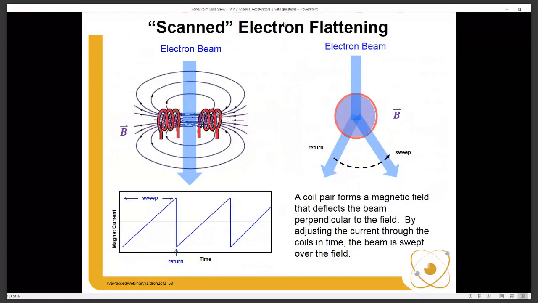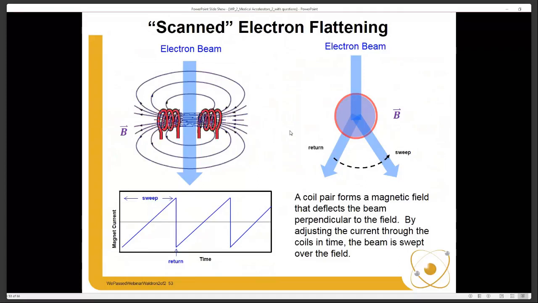I use electromagnetic steering to form a raster pattern. And what I have is two pairs of coils, with the beam passing between them. And I have a swept current flowing through the coils. I have this sawtooth shape. If I plot the current going through the coils to produce the magnetic field, it's going to be a sawtooth. It's going to increase and increase and increase and then drop to minimum. Increase, increase, increase, drop to minimum. This is going to produce a sweep and return of the electron beam perpendicular to that magnetic field.